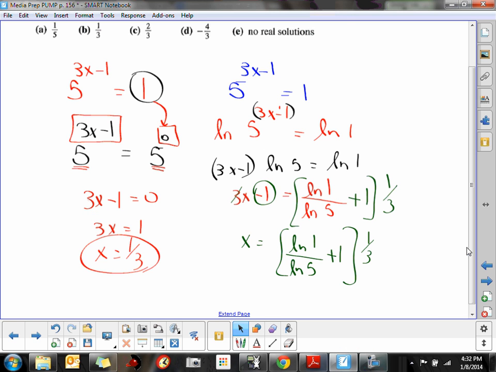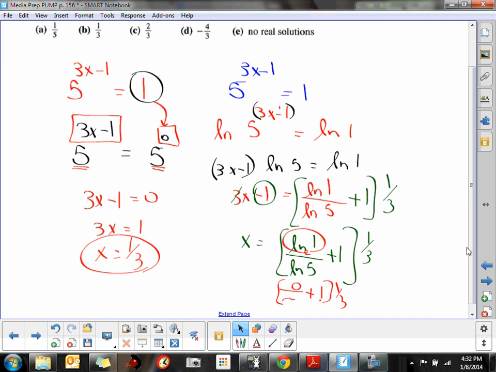So here's why. The natural log of 1: what is the exponent I raise e to get 1? Well, that is 0. So it's 0 divided by something down the bottom here, which I really don't care about because it's going to be 0. And 0 plus 1 is 1, and 1 times 1/3 is 1/3.